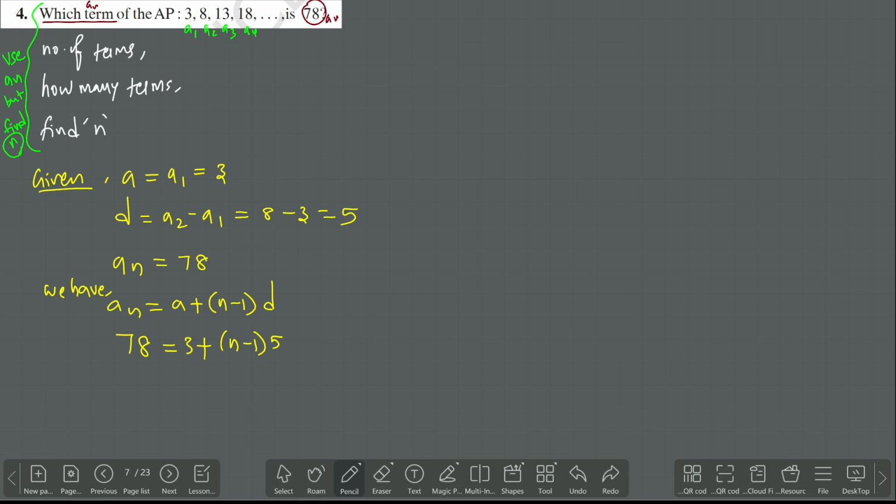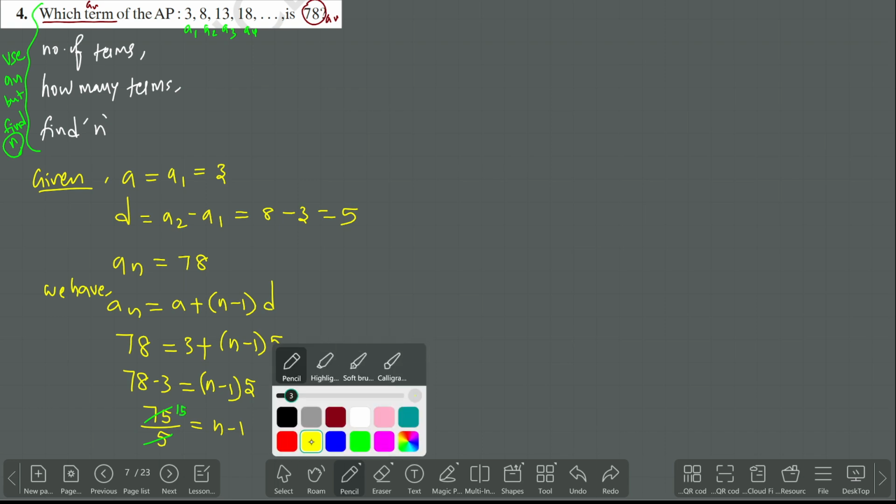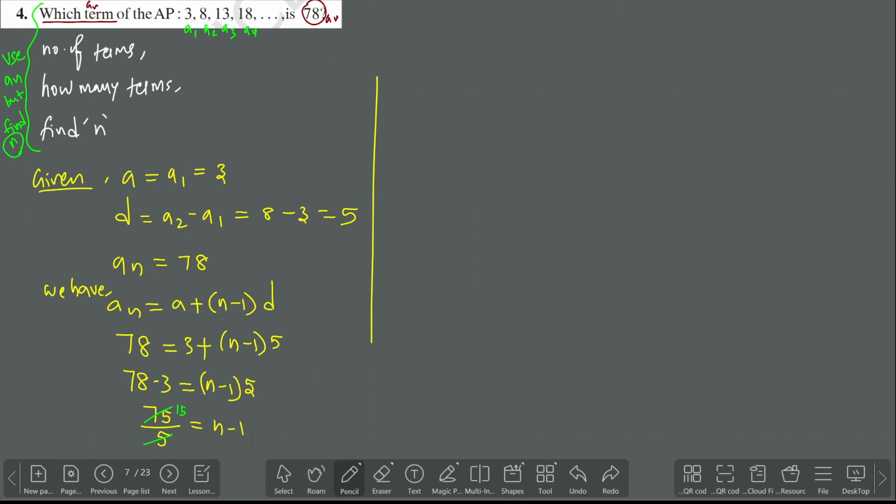d value 5. 3 you bring opposite: 78 minus 3 equal to n minus 1 into 5. When I subtract, 75. Multiplied, when you say opposite, divide, equal to n minus 1. How many 5s will you get? 15. Okay. Minus 1, when you send to the opposite side, plus 1. So 15 plus 1 equal to n. Then 16 equal to n. Therefore, how will you complete? The 16th term is 78. That is the concept.